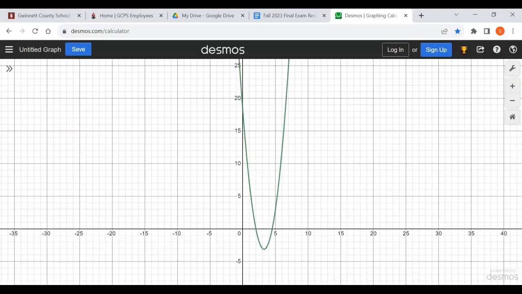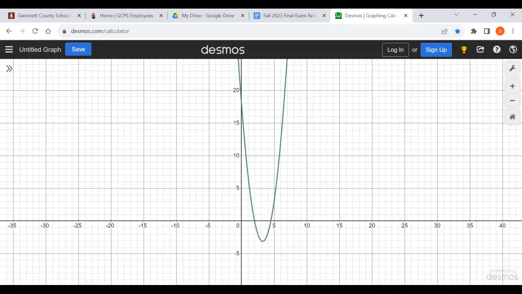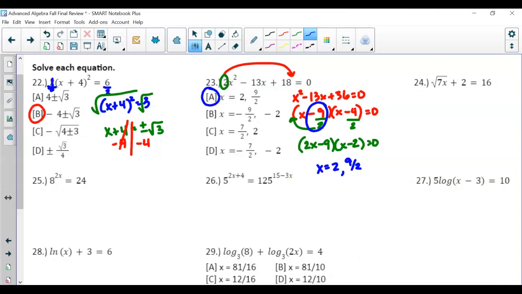We can zoom out. So here you go. You can see it's crossing here at 2 and 4.5. And 9 divided by 2 is 4.5.